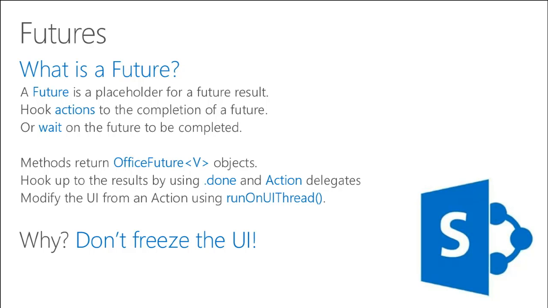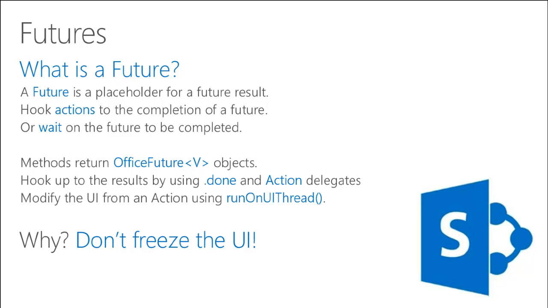So a future represents this placeholder for a future object. Sometimes it's called a promise, because I promise you I will have that object there eventually. Sometimes it's called a deferred object, because it's deferred, it's not actually there yet. So all of the methods in the Android SDK return futures, which means that what they actually do, they do on a background thread.